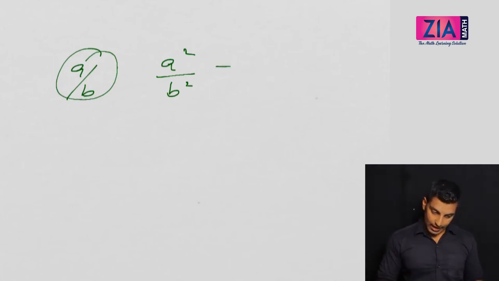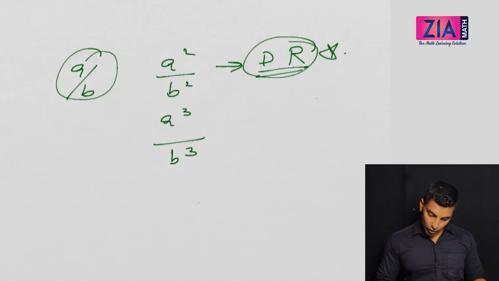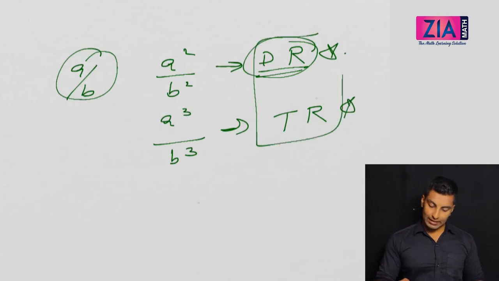So what you get is A square by B square. What we call this is duplicate ratio. Okay, this word needs to be understood. So duplicate ratio. Now if it is 3 times, that is A cube by B cube, you call it triplicate ratio. Only for the purpose of understanding the words I am discussing. Otherwise, this property is known to you.